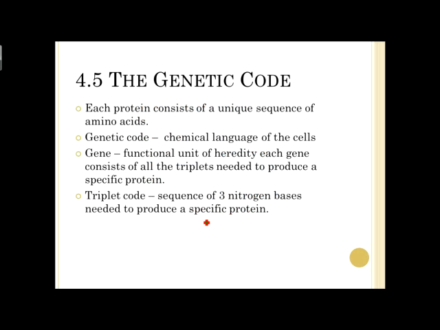The genetic code. Each protein contains a unique sequence of amino acids. Genetic code, the chemical language of the cells. And a gene is a functional unit of heredity. Each gene consists of all of the triplets needed to produce a specific protein. And then here's where we come into the word codons. Triplet code, a sequence of 3 nitrogen bases needed to produce a specific protein.